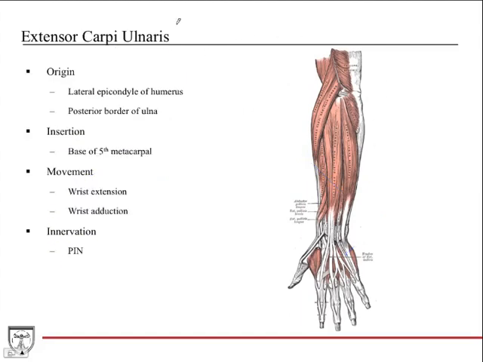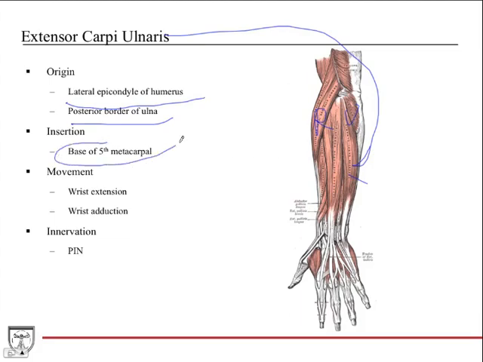Extensor carpi ulnaris. So here's the muscle right here. And it's coming out more medial than these other muscles here, coming from the lateral epicondyle of the humerus. It also originates from the posterior border of the ulna, because the ulna is going to be here if you were to dissect down, and the radius is going to be here. So it comes out this way, and then it attaches to the base of the 5th metacarpal. So you can see that right here, and then it attaches right here at the base of the 5th metacarpal.